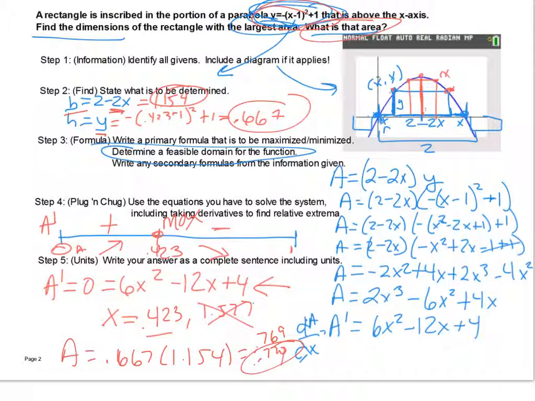AP will accept either truncating, taking off the extra decimals, or rounding appropriately. So if you round up, you should round up. I always truncate for AP because I know I can't get it wrong then. And then, of course, write your answer as a complete sentence using units. So the base of the rectangle should be 1.154 units, and the height should be 0.667 units, and the area then would be 0.770 units squared to find the max area. There you go.